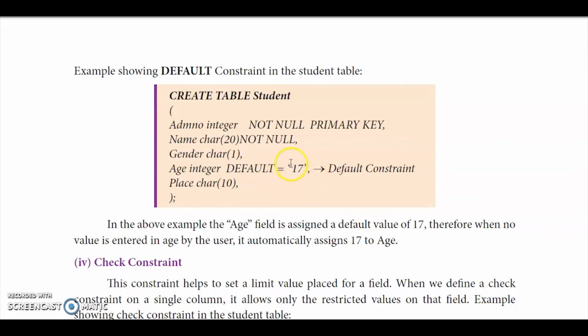Default is equal to, what is the value? 17. It is denoted within double quotes. Okay, so if the user does not give any value for this particular field, then by default the value 17 will be set for that record. Okay, so in the above example the age field is assigned the default value of 17. So therefore when no value is entered in age by the user, it automatically assigns 17 to age. Clear?